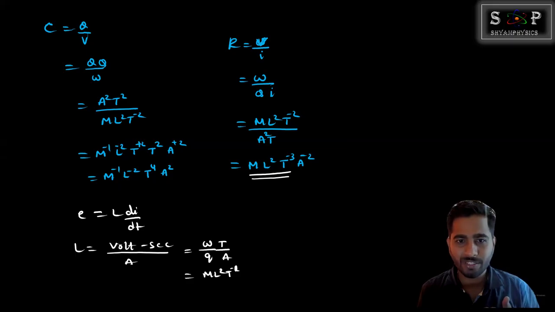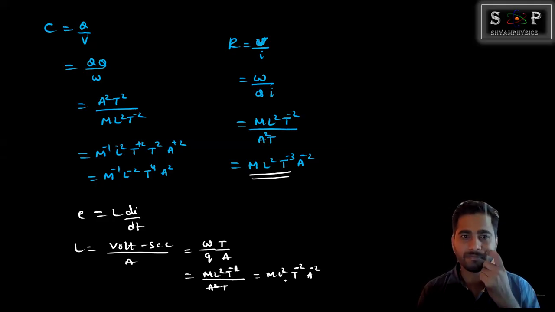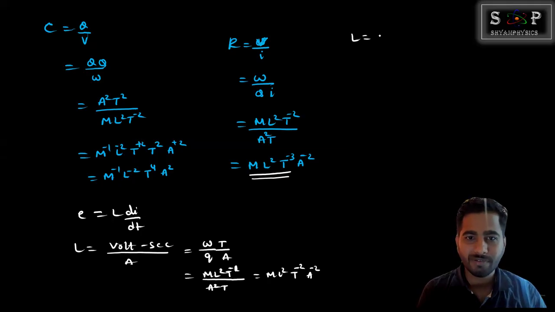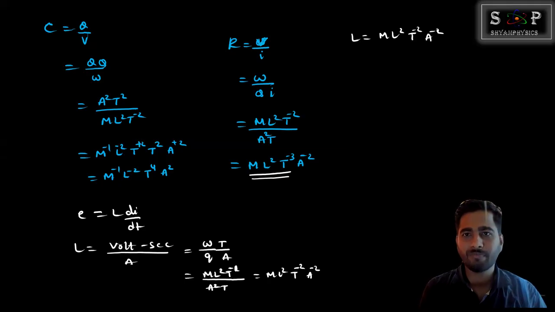Here one means minus 1. Done, it is divided by ampere square time. Okay, it will come M L^2 T^-2 A^-2. So inductance will be equal to M L^2 T^-2 A^-2.